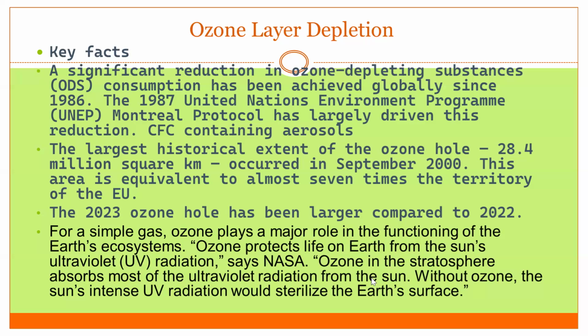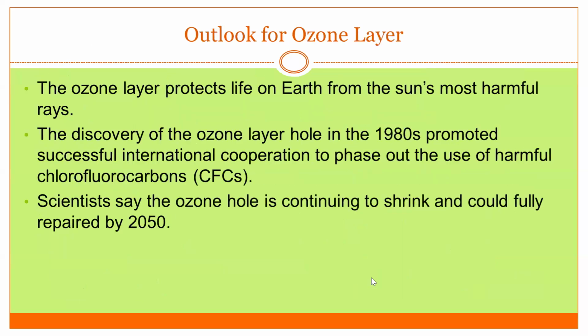Without ozone, the sun's intense UV radiation would sterilize the Earth's surface. What do you mean by sterilize? That means it will not be habitable. The ozone layer protects life on Earth from the sun's most harmful rays.